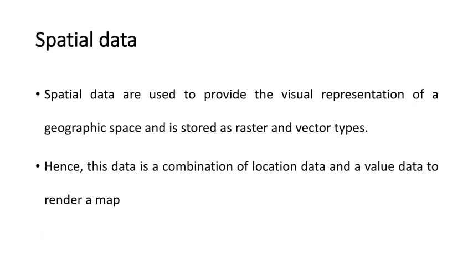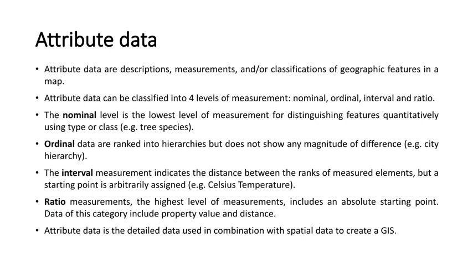Spatial data are used to provide the visual representation of a geographic space, and spatial data can be represented in two ways, either as vector type or raster. This data is a combination of location data and value data in order to render a map. Whereas attribute data are the descriptions. I told you attribute data is the characteristics of the geographic feature that are qualitative or quantitative in nature, and it describes the characteristics of a geographical feature.